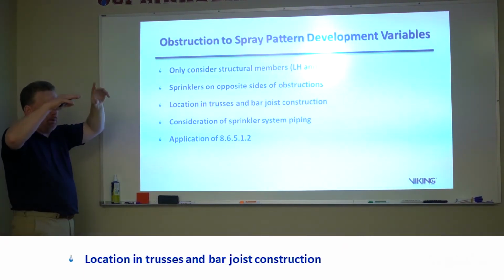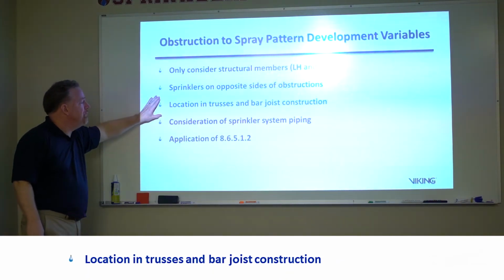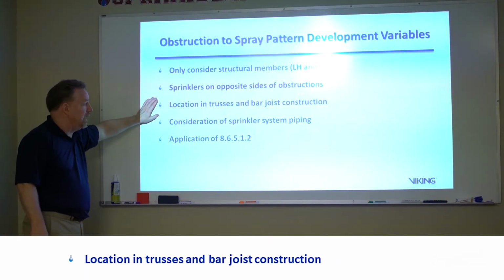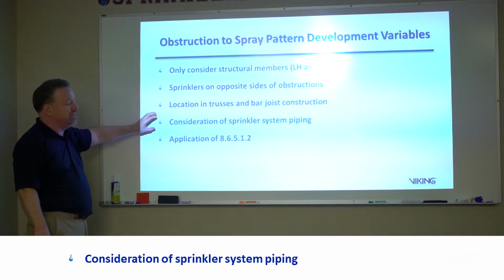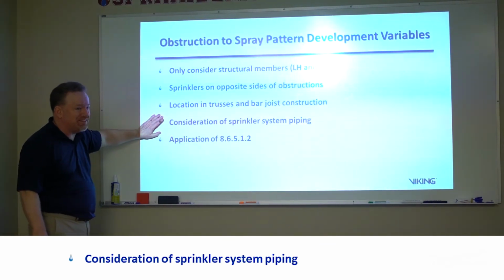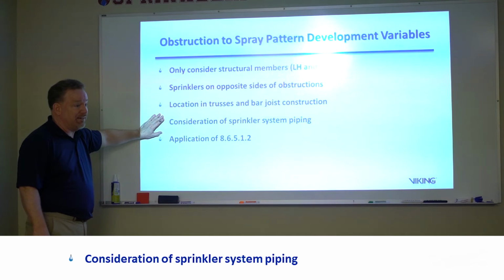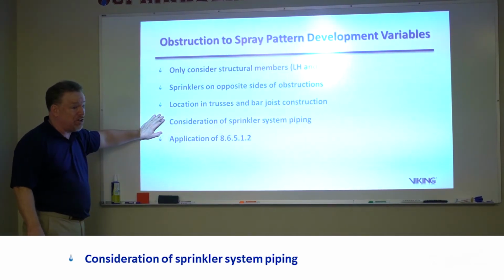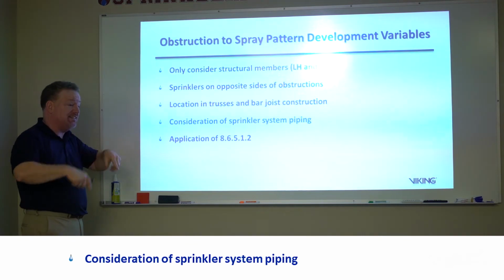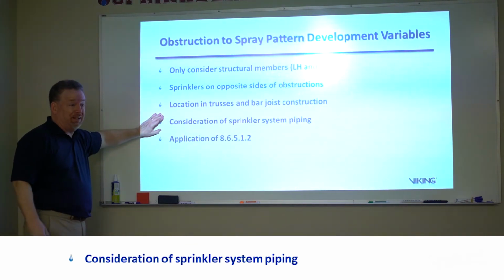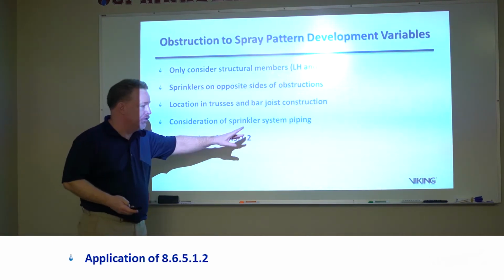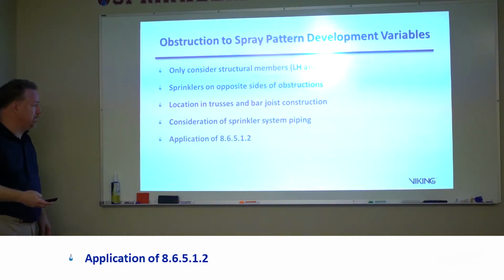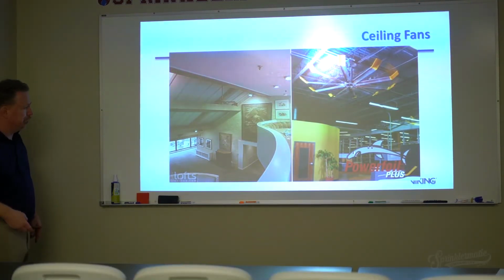Location in trusses: if we put them up in trusses in the bar joist construction, we've got to make sure that we're complying with the rules here. Consideration of sprinkler system piping. Is the sprinkler system piping an obstruction in and of itself? If I've got sprinklers on big branch lines, large branch lines, and my sprinklers are sitting on top of them, upright sprinklers on 3-inch lines or something like that, the branch line itself might be considered an obstruction. So we apply 8.6.5.1.2 for all of those units. Those are where the obstruction rules come in.